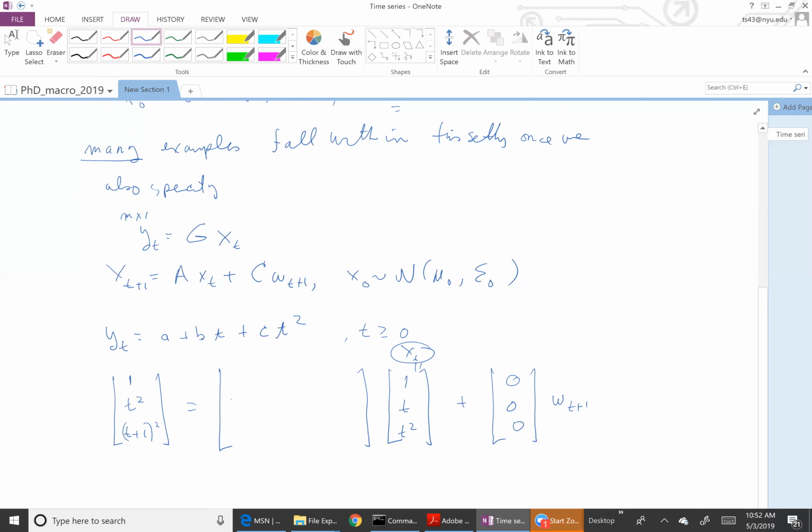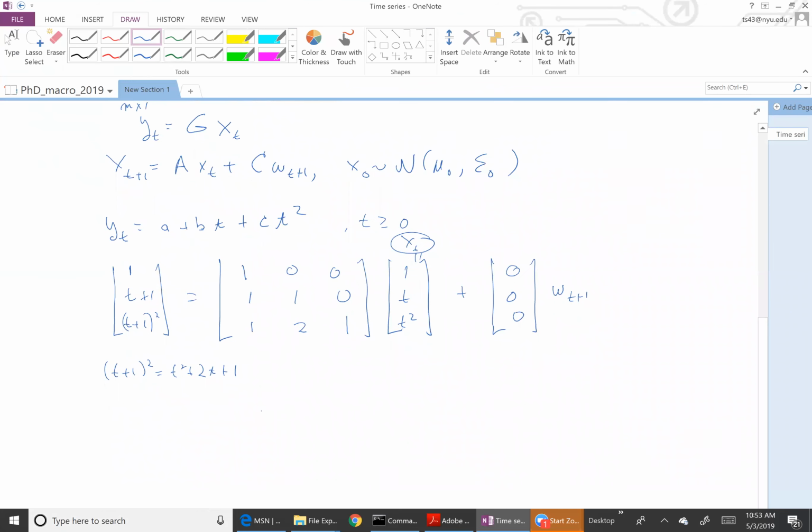So the only way this is going to work is now I fill in this matrix. 1, 0, 0. Oops, I made a mistake here. This is t, of course. This is t. This is t plus 1. So this is going to be 1, 1, 0. And then if we do a little algebra, t plus 1 squared is equal to t squared plus 2t plus 1. So that means in this third row, I'm going to have a 1, a 2, and a 1. So this is my state space system. A is equal to 1, 0, 0, 1, 1, 0, 1, 2, 1.